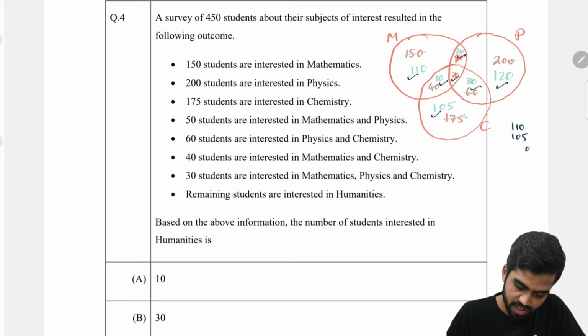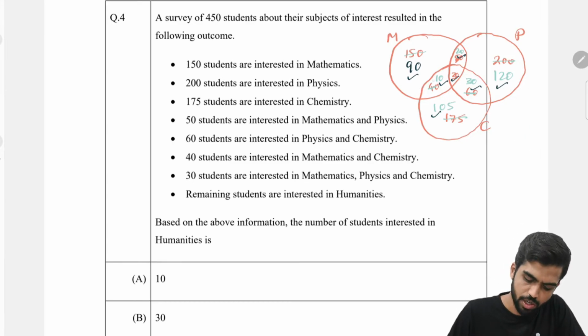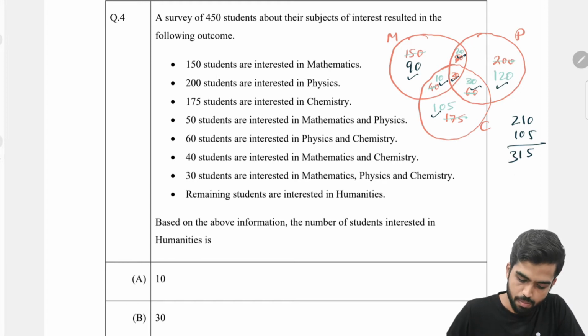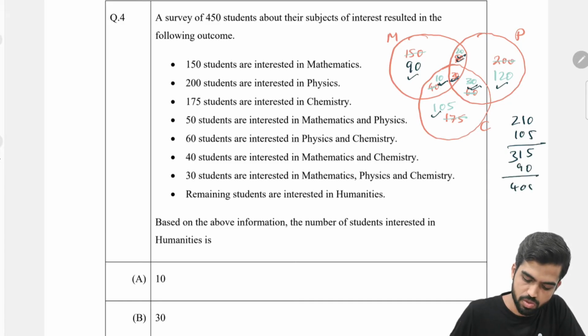So 110, 120, and okay, this would not be 110, guys. 20 plus 30 is 50, and 50 plus 10 is 60. So this has to be 90. So if it is 90, then 120 plus 90 will be 210, plus 105, plus we have 30 plus 30, 60 plus 70, and plus 90. So this will give us 405.